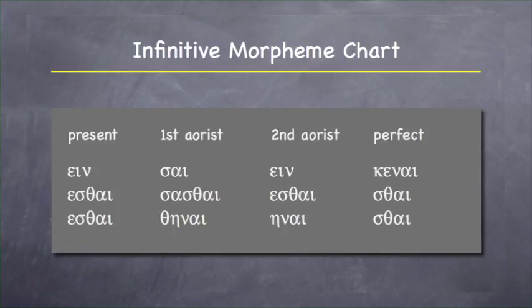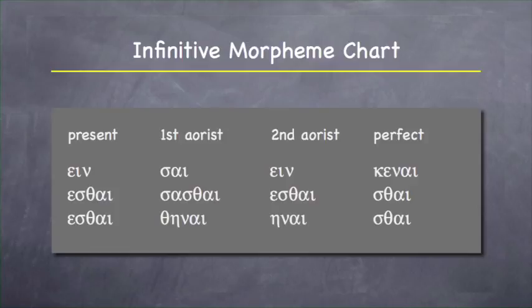But the infinitive in the present tense system in the active is ein, and then in the middle passive it's esthai. In the first aorist, you will memorize it as psi. The sigma alpha is actually the tense formative, but go and just memorize it as psi. And then the first aorist middle, it's thasthai, and in the first aorist passive, it's thenai. So you can see the tense formative all the way through those three forms.